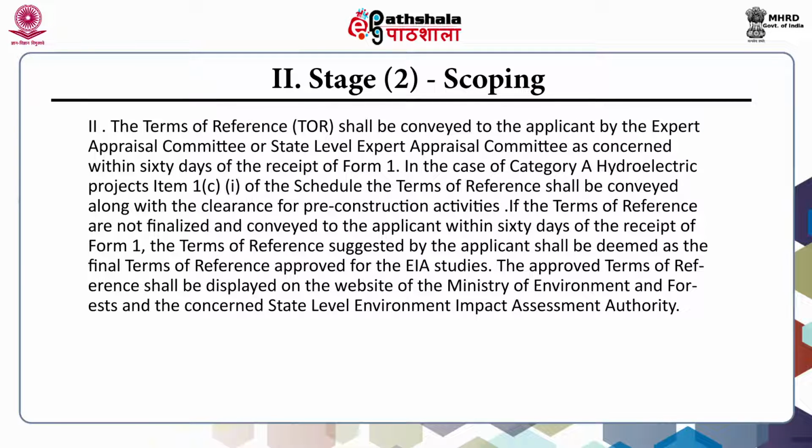The terms of reference shall be conveyed to the applicant by the expert appraisal committee or state level expert appraisal committee, as concerned, within 60 days of the receipt of Form 1. In case of category A hydroelectric projects, that is item 1(c)(1) of the schedule, the terms of reference shall be conveyed along with the clearance for pre-construction activities.